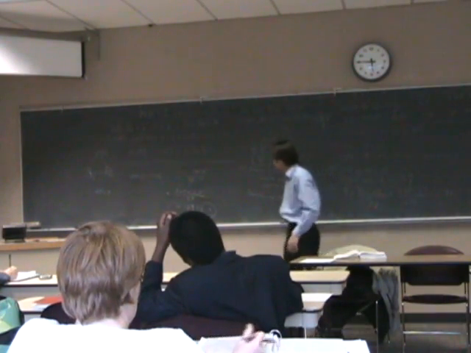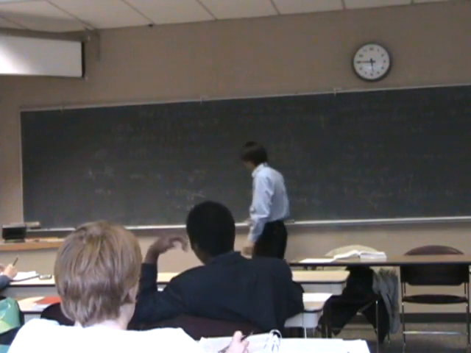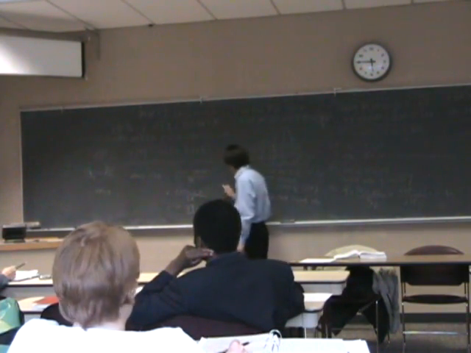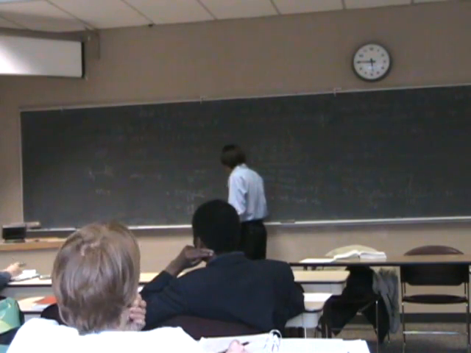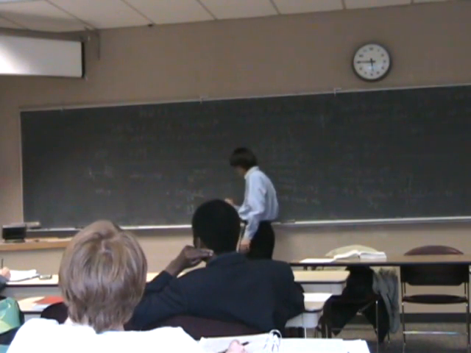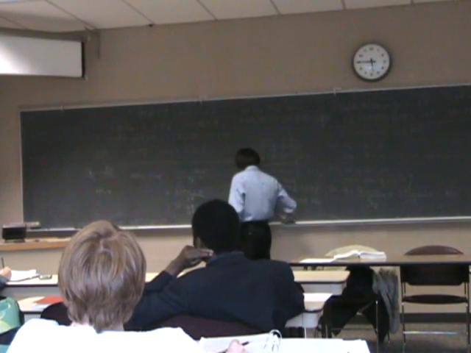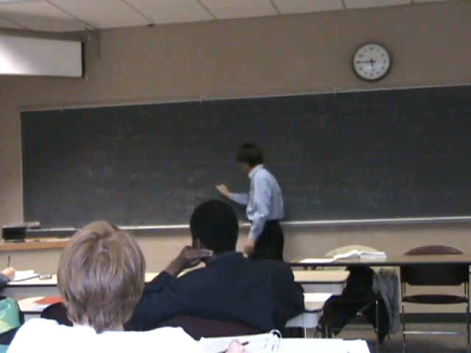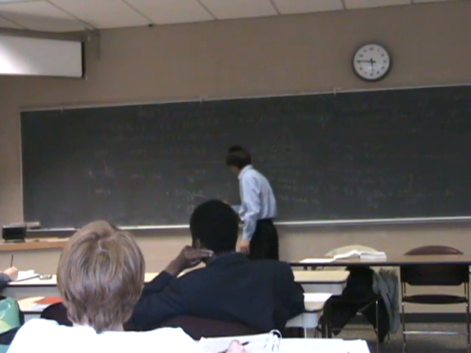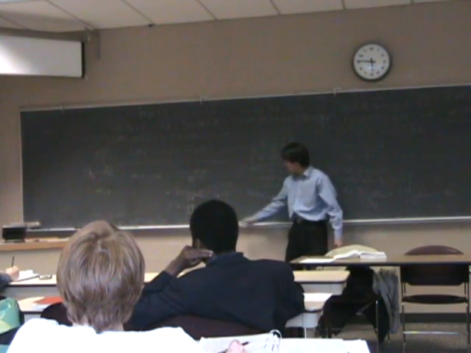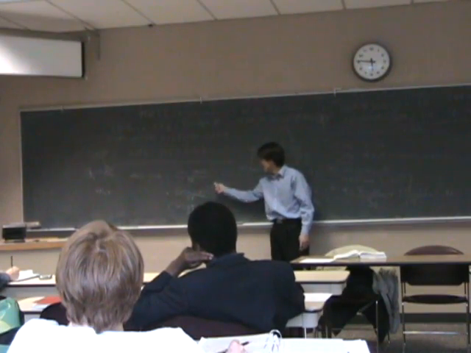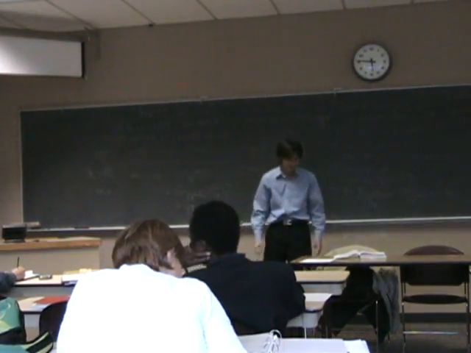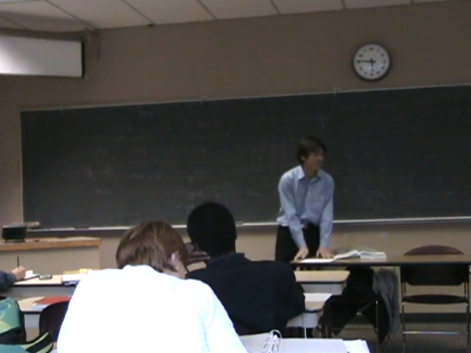Negative 0.1. This is the effect size, but we check the magnitude. You must memorize 0.2, 0.5, and 0.8. So this is small, this medium, this large. 0.1, that is small. So the effect size is small. Okay, any question?